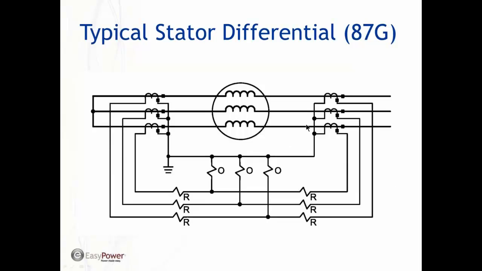So if we have a difference in current, that indicates there's current going somewhere that we don't want it to go, and there's a fault, and we can trip. So these are extremely sensitive and well worth the effort to get the extra connections and the CTs here.